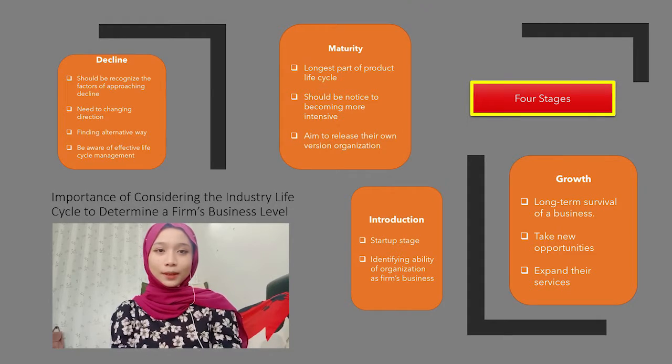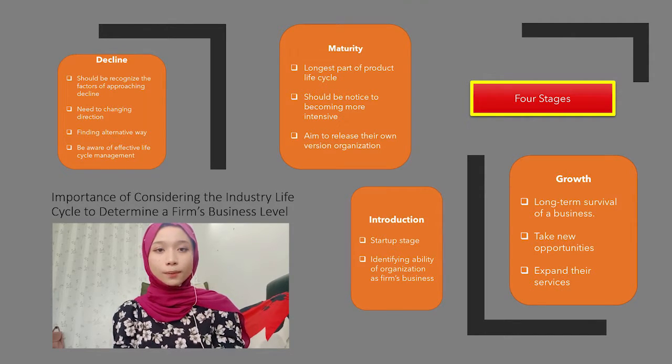I will explain the importance of considering the industry life cycle to determine a firm's business level. The industry life cycle refers to the evolution of an industry or business through four stages based on the business characteristics commonly displayed in each phase. The four phases of an industry life cycle are introduction, growth, maturity, and decline.